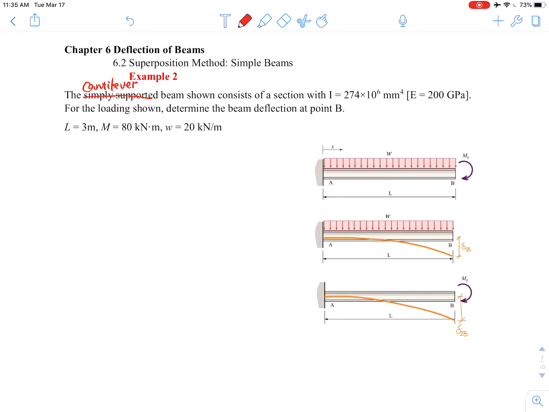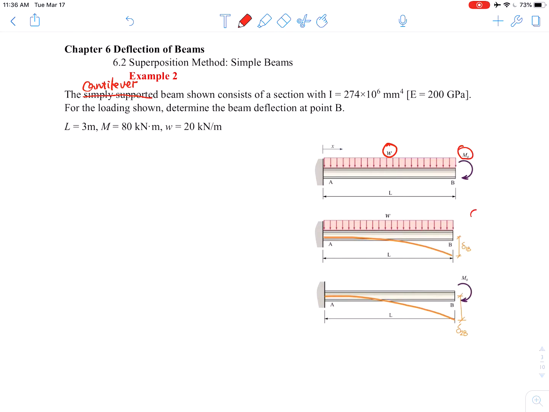Right, so we're determining the deflection of the free end of a cantilever beam, and the length has been given, the concentrated load M is given, and distributed load is given. So here this cantilever is subjected to combined loading of a distributed load W and a concentrated bending moment M0 at the free end. So obviously we can split them into two cases.